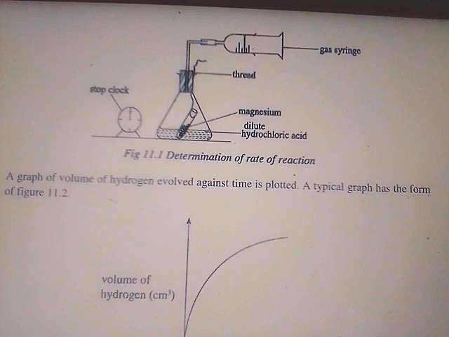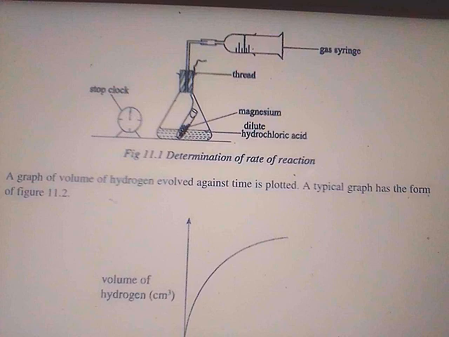Now, the hydrogen gas being produced is going to pass via the delivery tube into the syringe. Remember, the gas syringe is calibrated, it has numbers, and as the gas is being produced, after you have started your stop clock, the stop clock is counting. The gas produced passes via the delivery tube and climbs up into the gas syringe. When it reaches the gas syringe, it pushes the piston because there is some pressure.